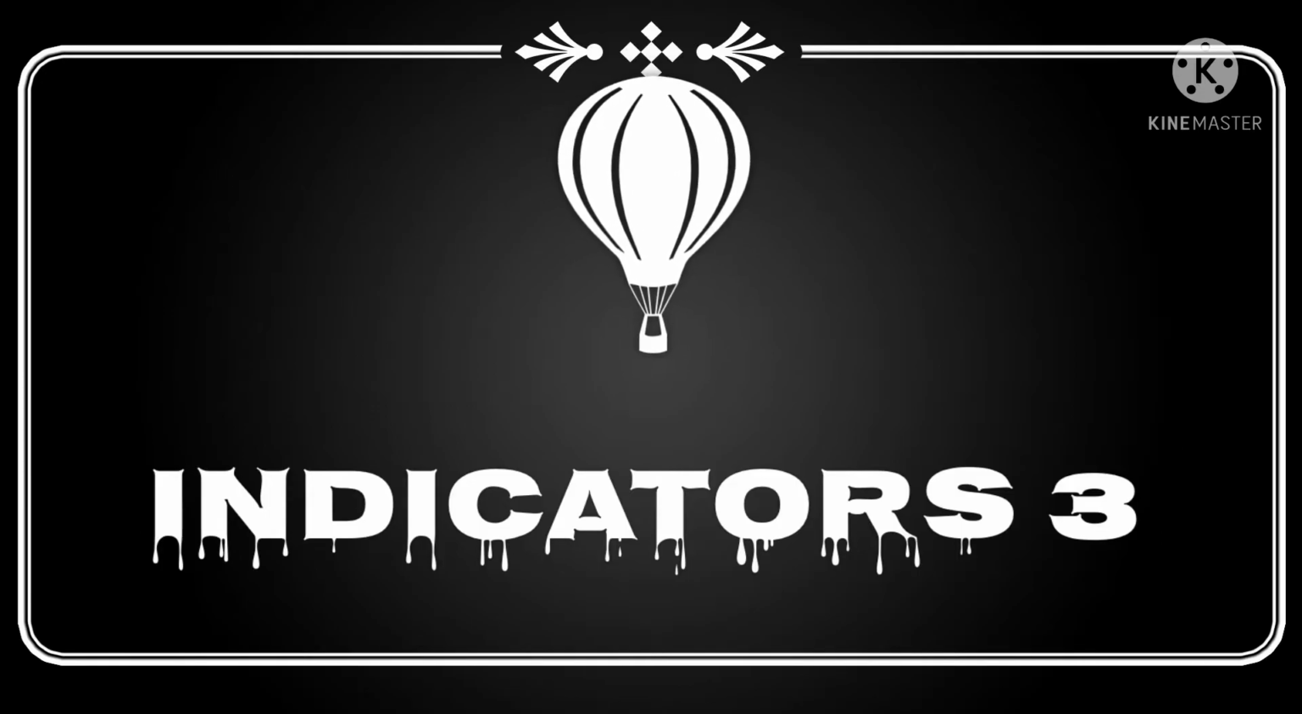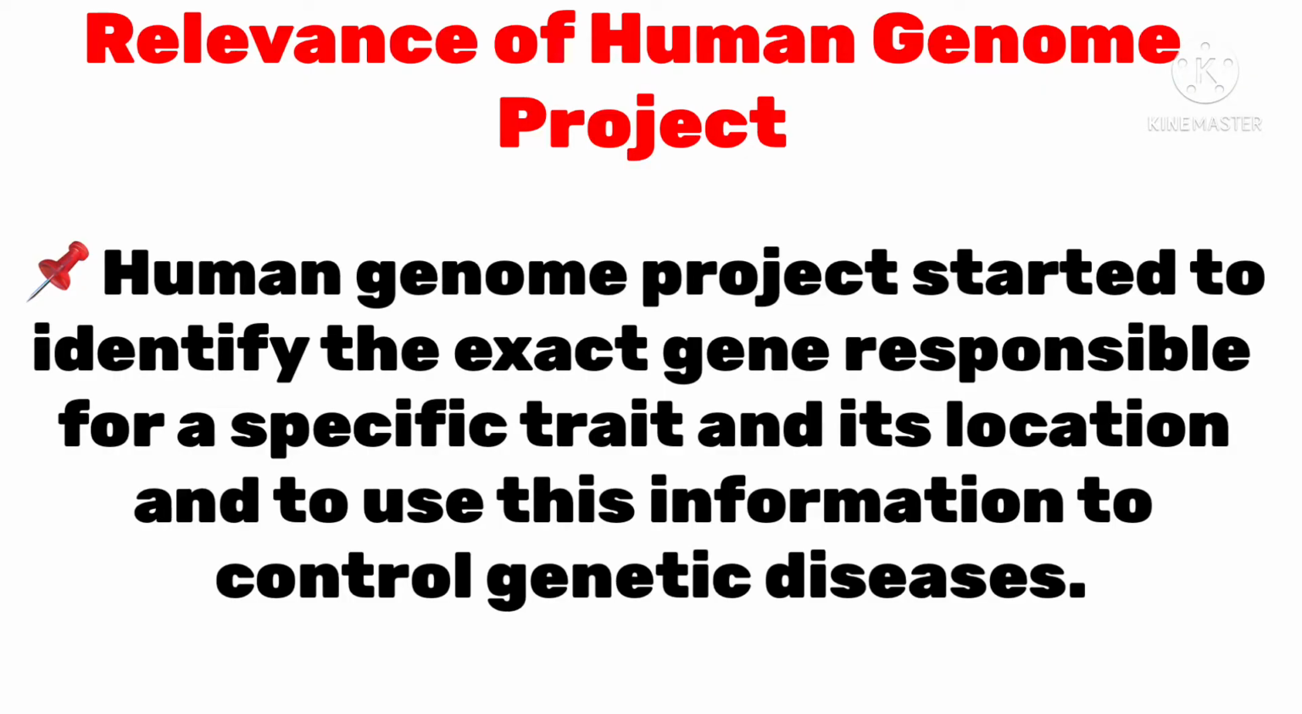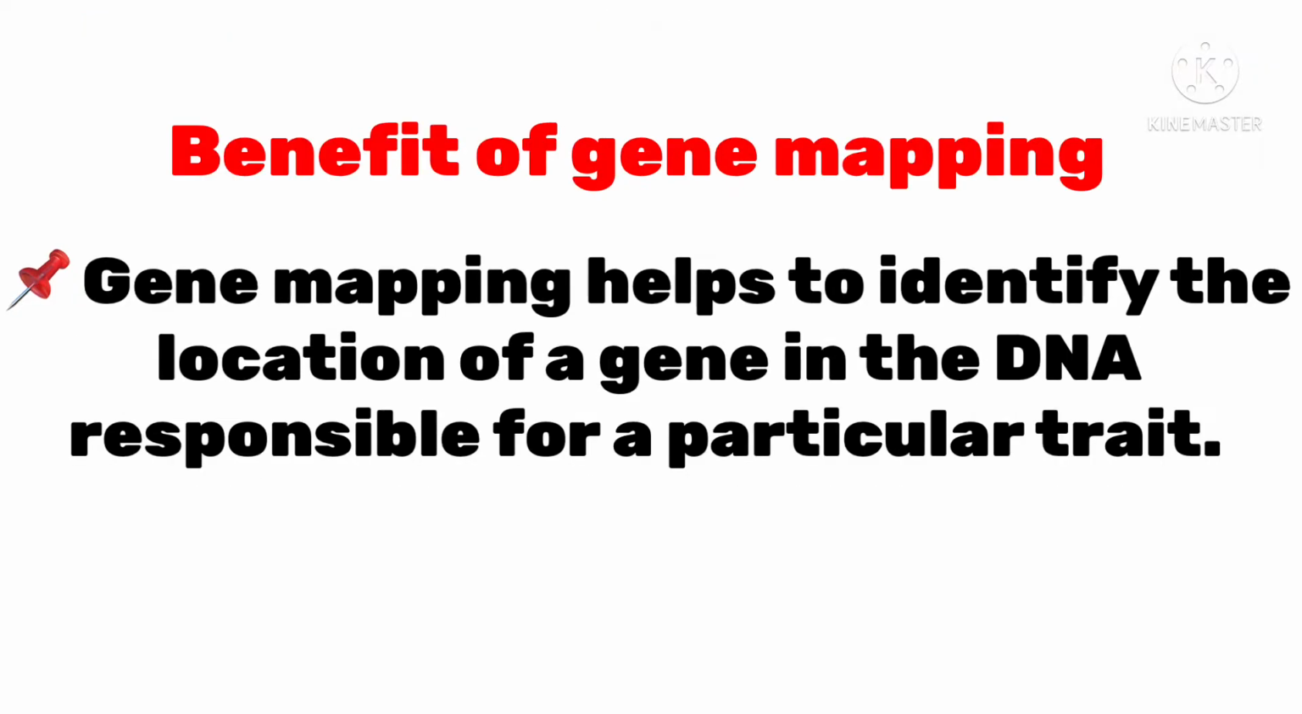Indicators 3. Relevance of the Human Genome Project. The Human Genome Project started to identify the exact gene responsible for a specific trait and its location, and to use this information to control genetic diseases. Benefit of gene mapping. Gene mapping helps to identify the location of a gene in the DNA responsible for a particular trait.